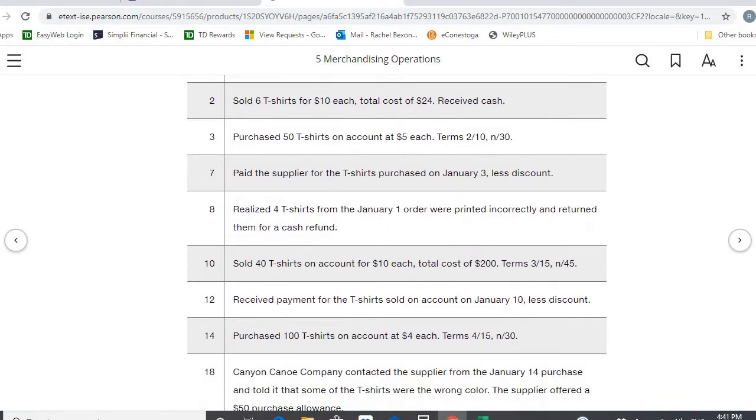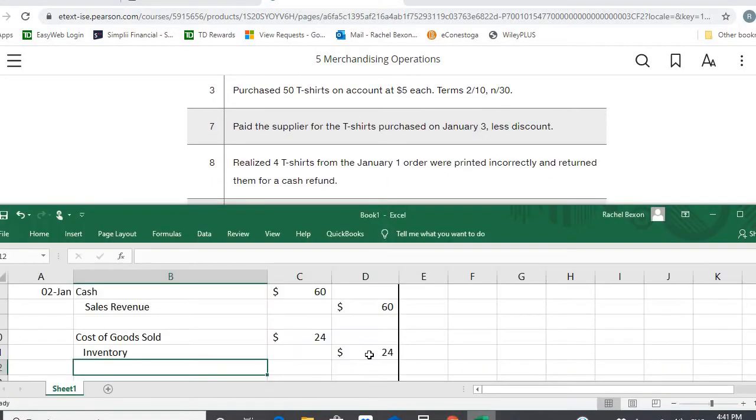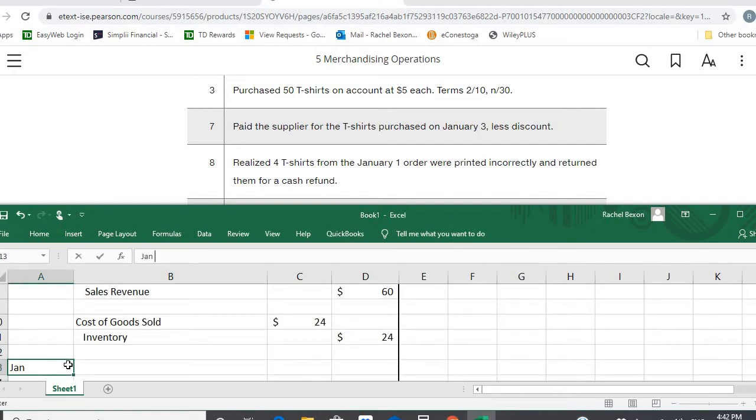All right, let's take a look at the next transaction. On January 3rd, the company purchased 50 t-shirts on account at $5 each, and we've been given payment terms. Whenever you're given payment terms, you should realize that that means it is on account. Payment terms are not offered for cash sales. This question also clearly states that the purchase was on account.